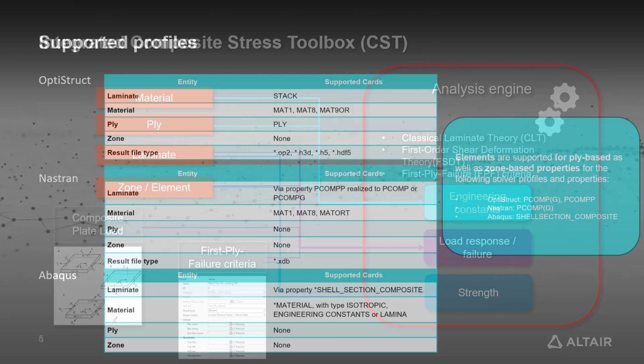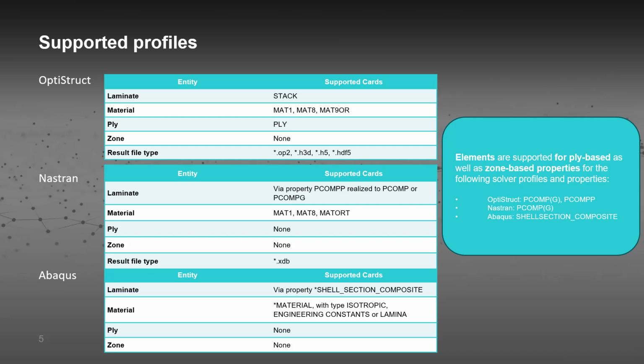And as a last overview slide, maybe here just a list of the supported profiles and the various entities. First of all, the solvers supported are OptiStruct, Nastran, and Abaqus. And there's always a corresponding set of supported cards. I don't think it's necessary to read through all of them here. You can check your combinations if needed.